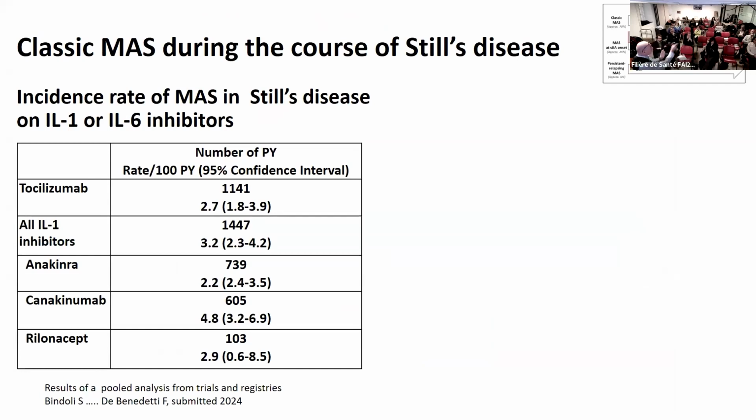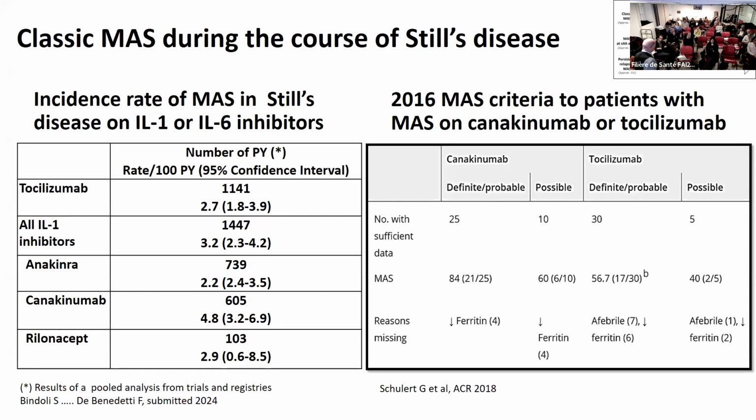This is just one column of that table that Bruno showed you, in which you clearly see that there is MAS on IL-1 and IL-6 inhibitors. Maybe the incidence is a little lower than expected, but this is because we control the disease. It's still there, so you have to be able to recognize it and be aware of it.